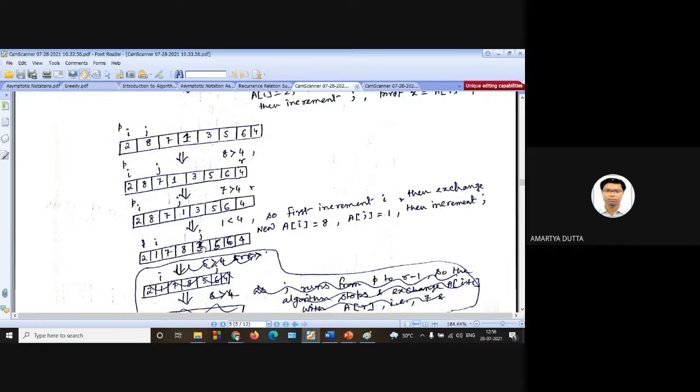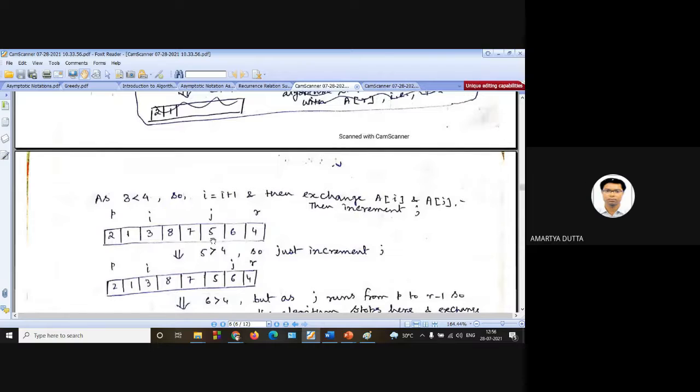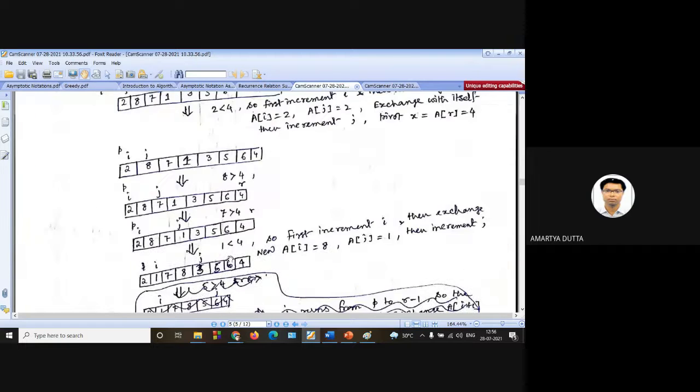So next increase J. So 5 and 4. Now J is at 5, R is at 4, X is 4. So 5 is greater than 4, so increase J. J at 6 is greater than 4, so stop. J will run up to R minus 1. So your entire line 3 to line 6 computation is done, running from P to R minus 1.